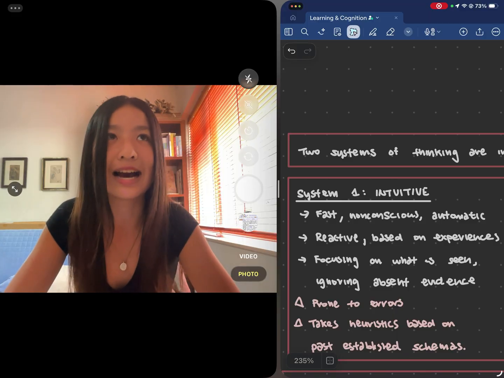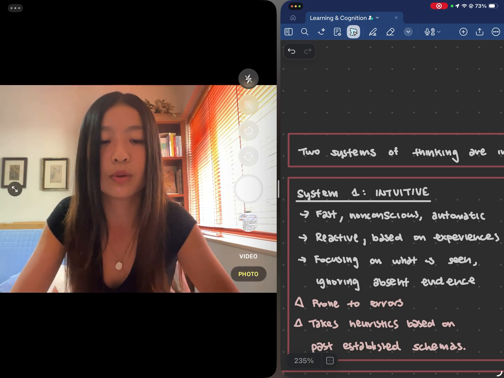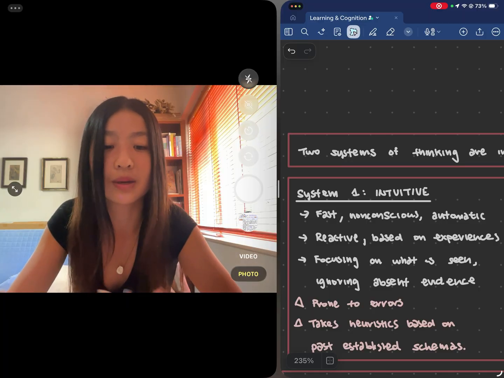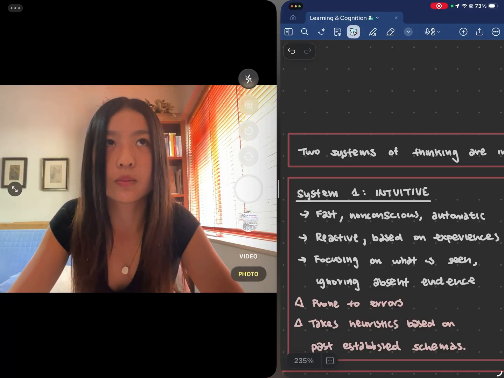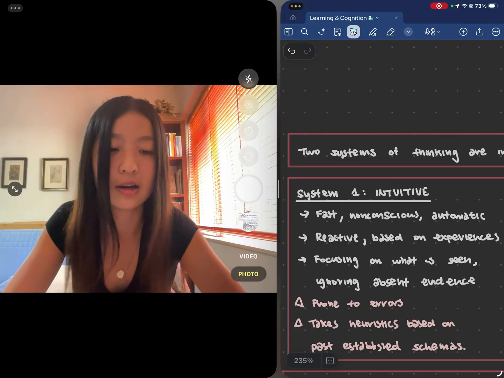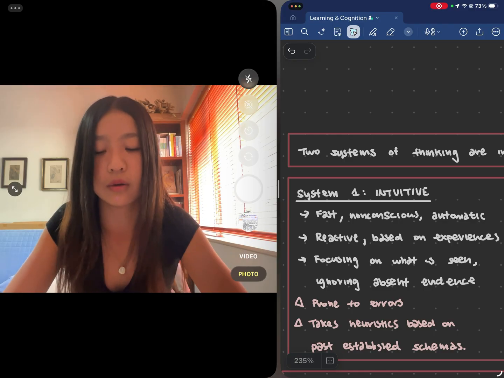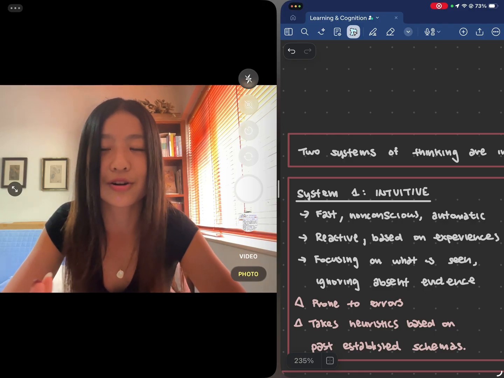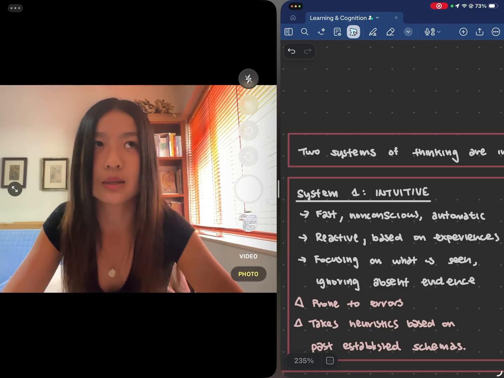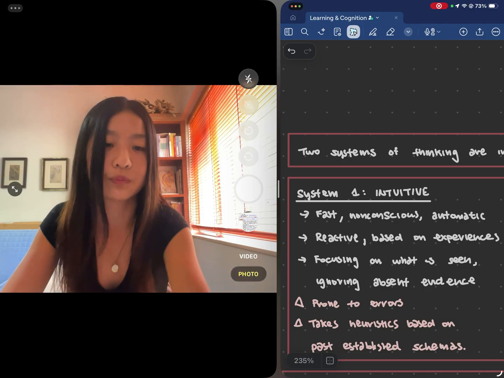So these are really reactive thoughts that you have, and they're based on the experiences, and it focuses on what is seen directly in front of you but ignores the absent evidence that may also be there. System 1 is prone to errors because it has such short processing time, and also because our mind takes heuristics, which are a type of mental shortcut to work around a problem based on past established schemas. So maybe you're in an unfamiliar situation, but you rely on your past information with a similar situation to help you through it instead of actually considering the context that this one is in.